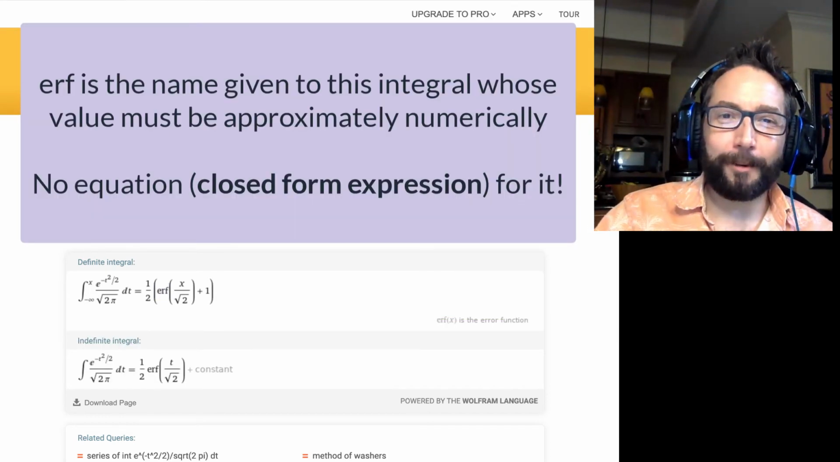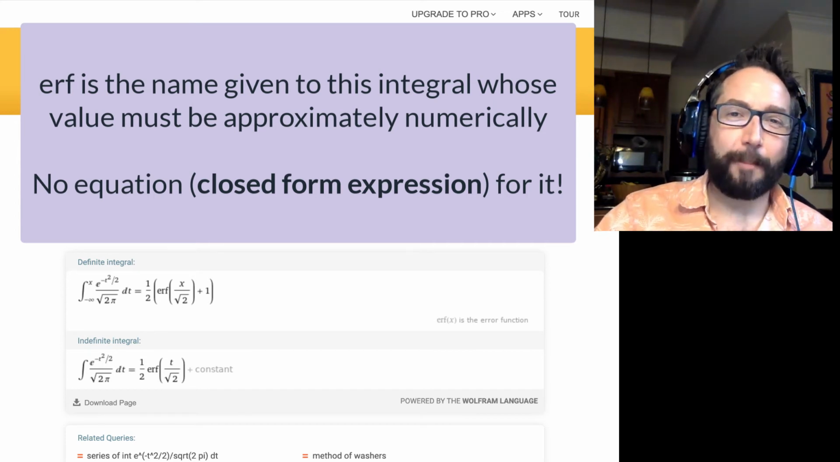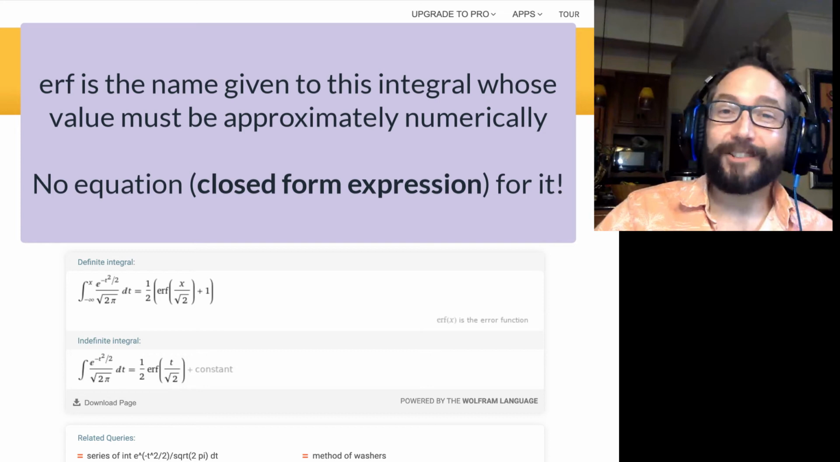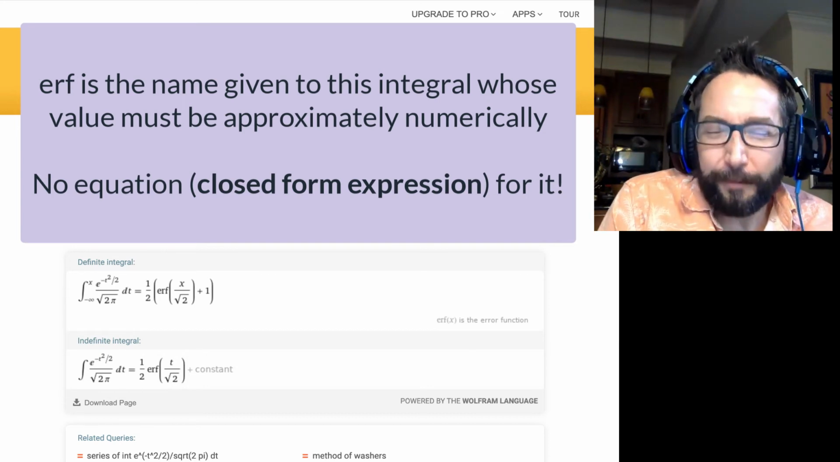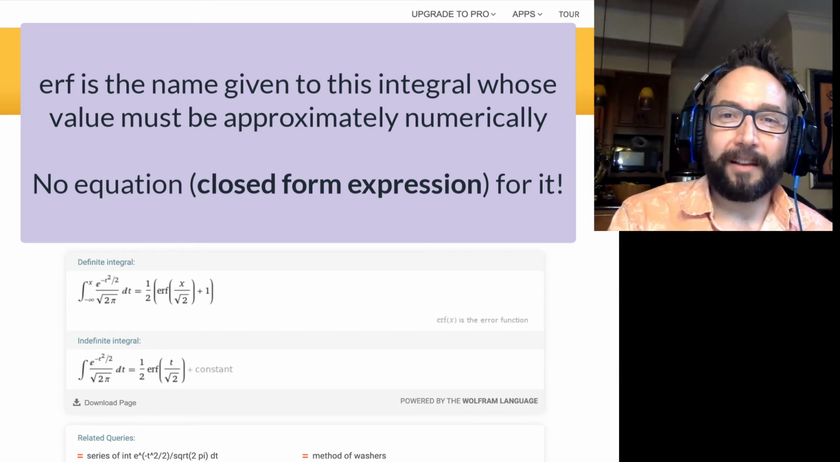So we run into the problem that for Wolfram Alpha, we're not actually getting an equation out for what capital F is. And unfortunately, there's a lot of little f's out there, a lot of PDFs, where there's no closed form expression for capital F.